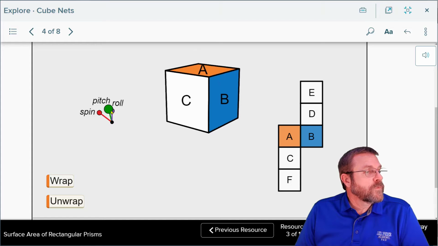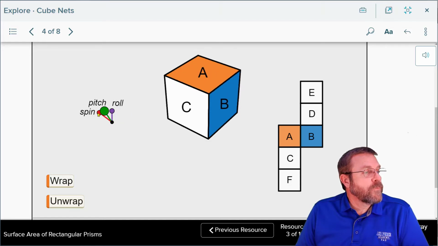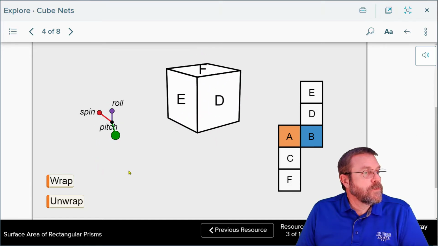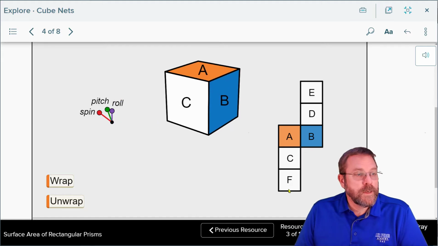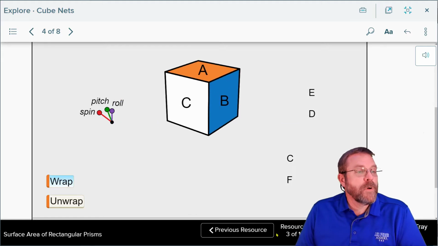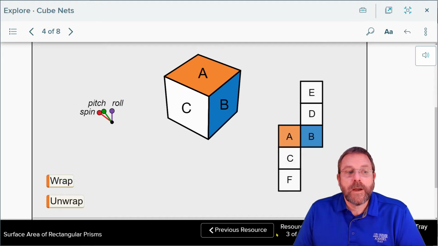And of course, those sides are coming from, you can see an F right there. You can see D over here next to E. So you got all those different sides that would end up rolling up to wrap up and cover that whole entire box. Really pretty cool how that works.